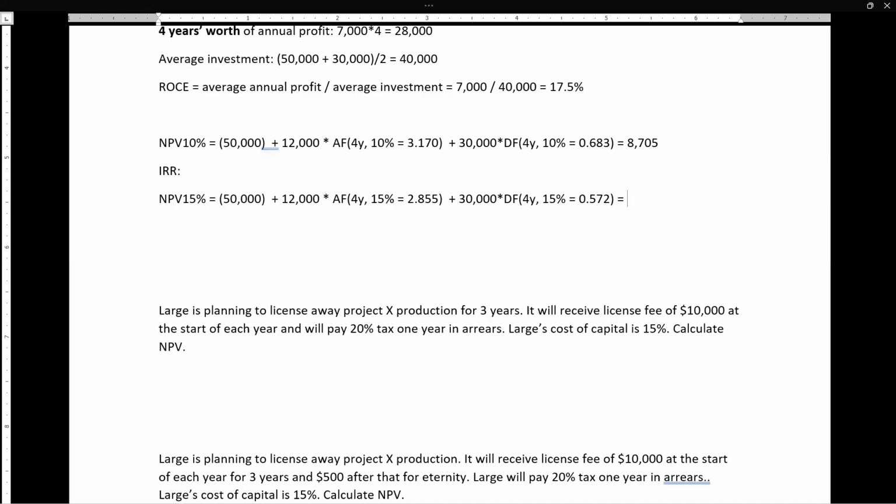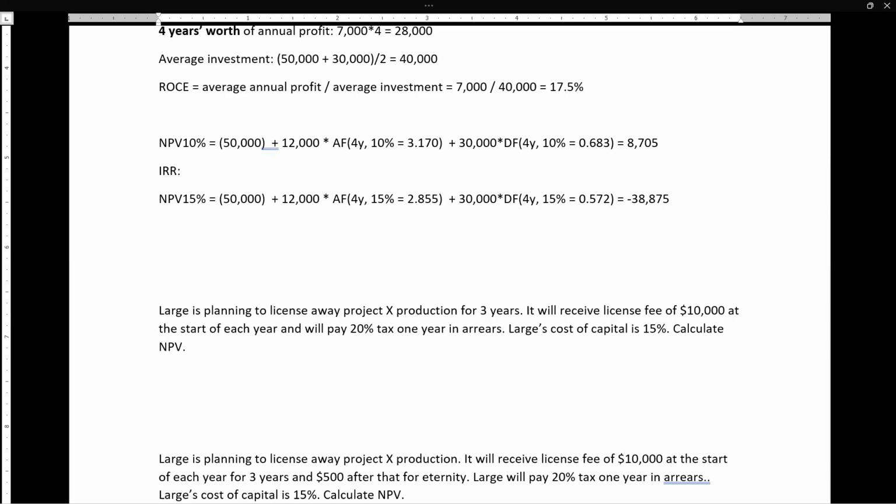Now I'm going to recalculate the total, and the total would be minus 50 plus 12 multiplied by 2.855 plus 30 multiplied by 0.572. That would be, oh, that is a lot, minus 38,875. Let me recalculate that once again.